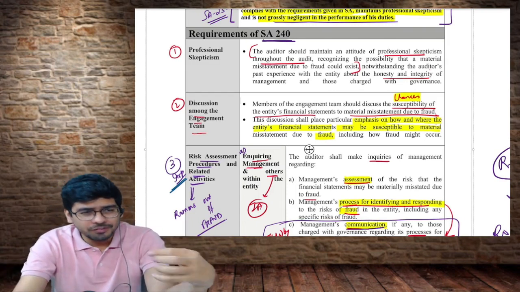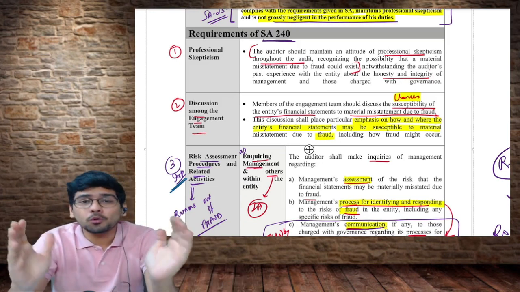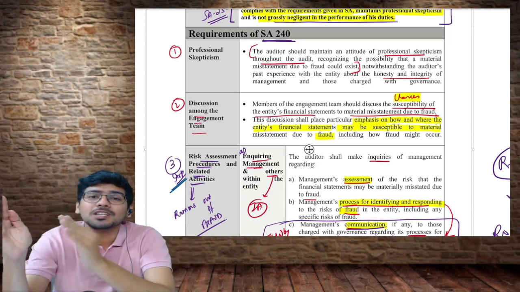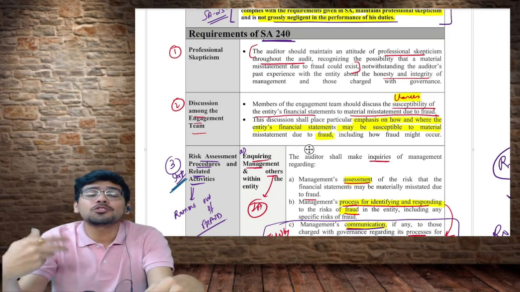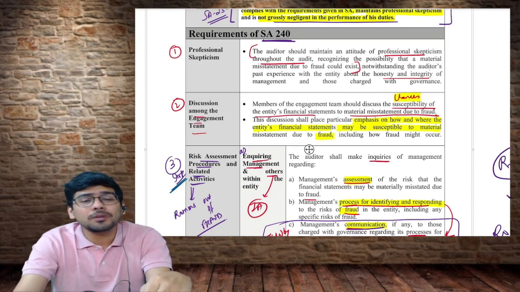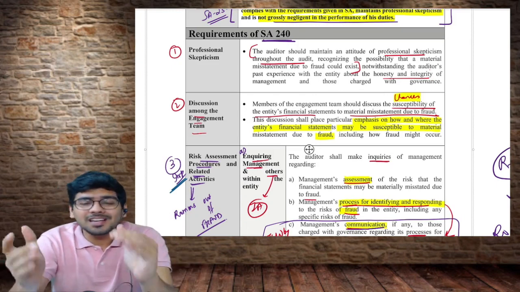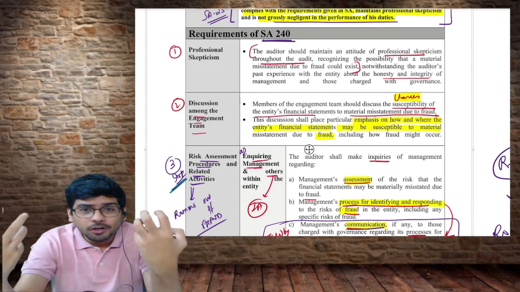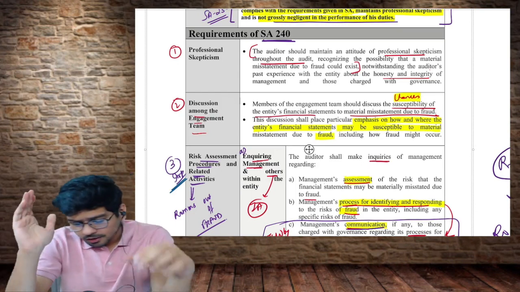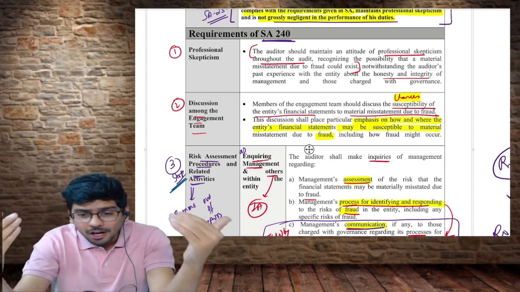But if he thinks about withdrawing, he is first going to communicate with the TCWG and the management regarding the same. And he needs to comply again with the regulatory requirements if he resigns. So in India, he needs to file ADT 3 and state the reasons for withdrawing from the engagement. Okay, so 240 done. Any doubts you have?